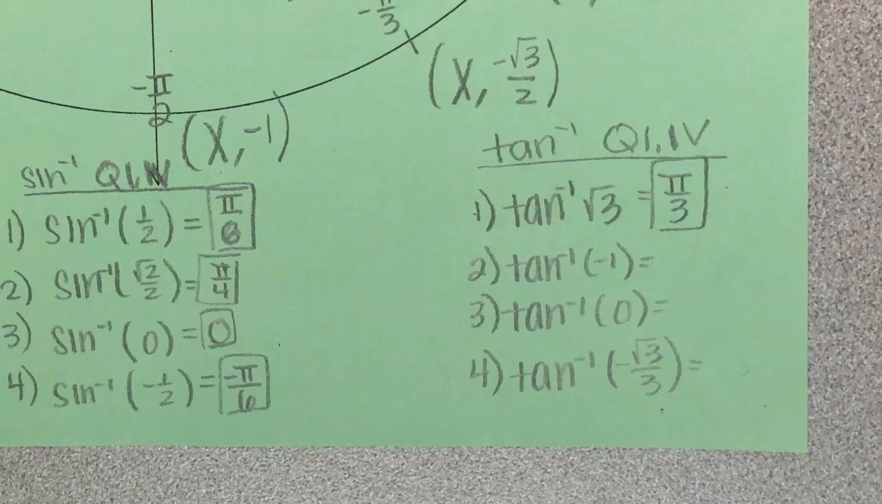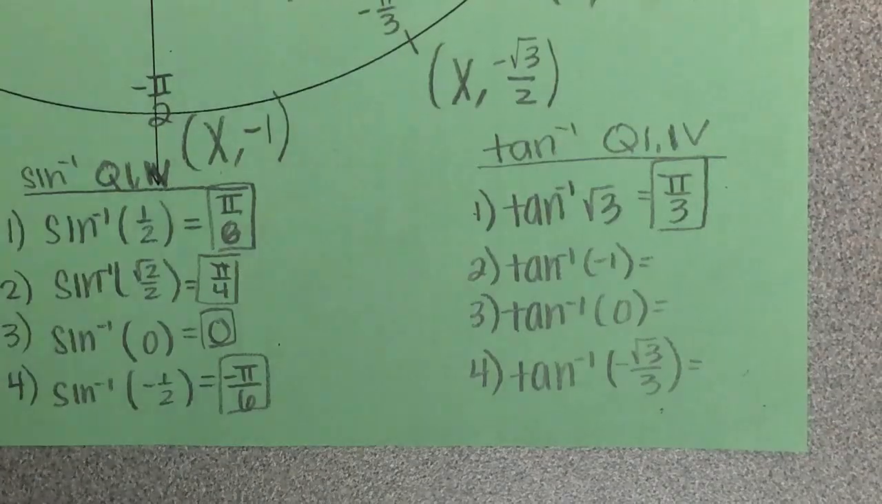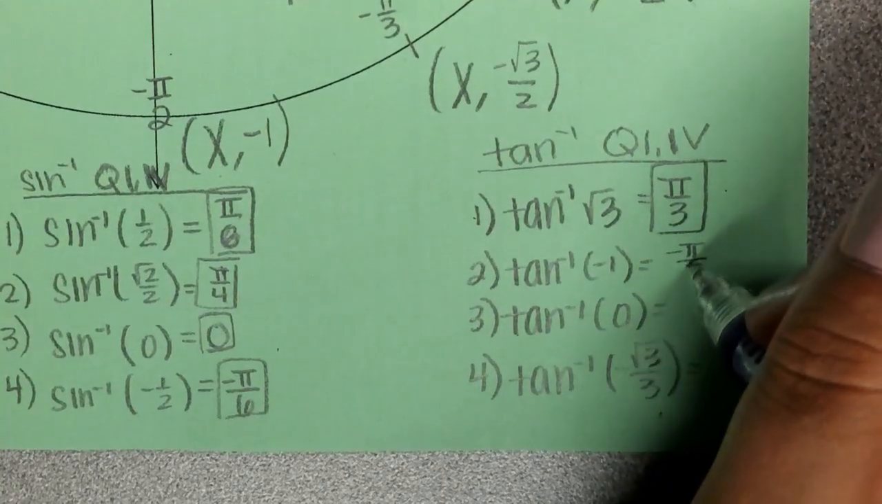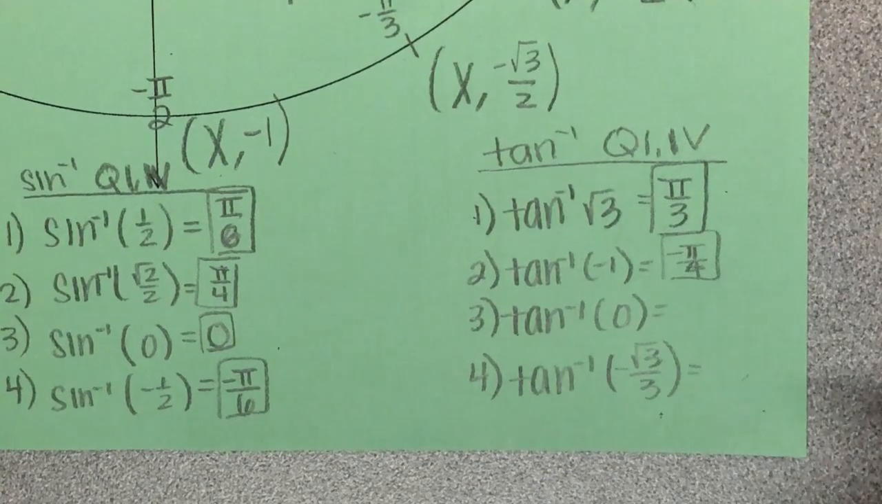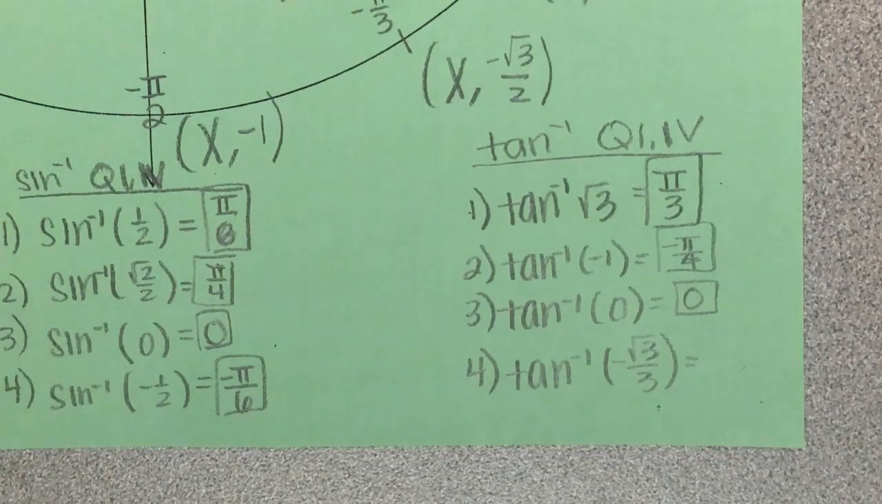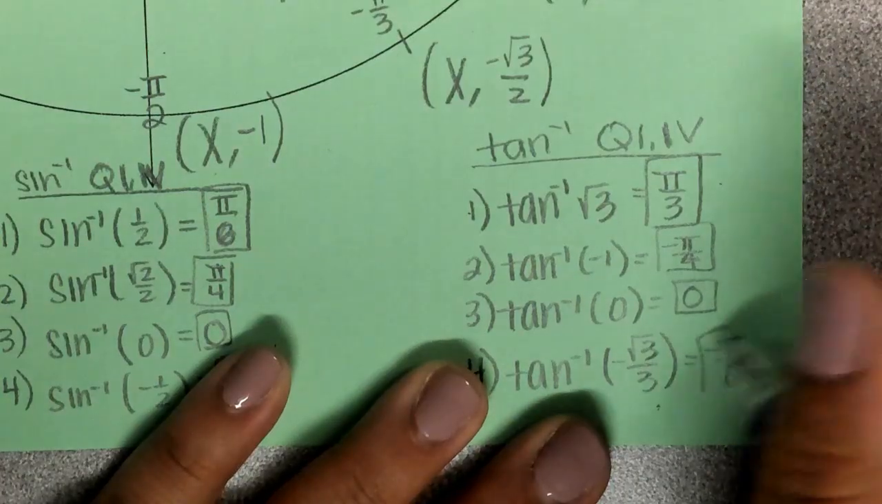Easy to do when the unit circle's in front of you. What about when it's not in front of you? Okay. Where is tangent -1? Negative pi over 4. Where's tangent 0? 0. And where is tangent negative square root of 3 over 3? Bam.